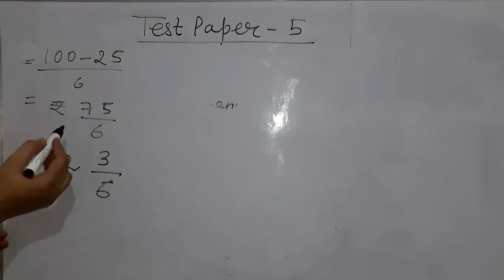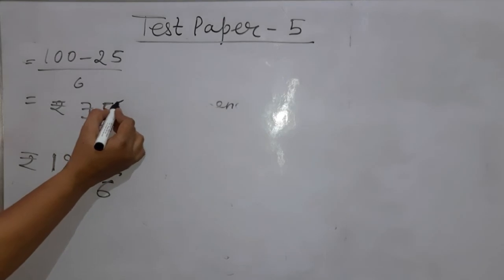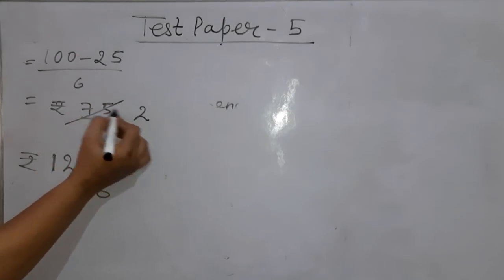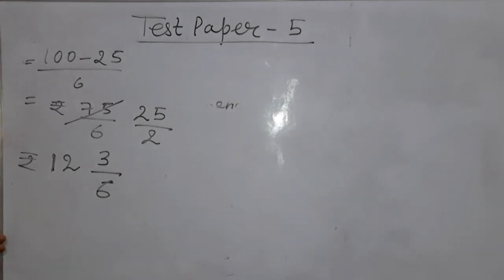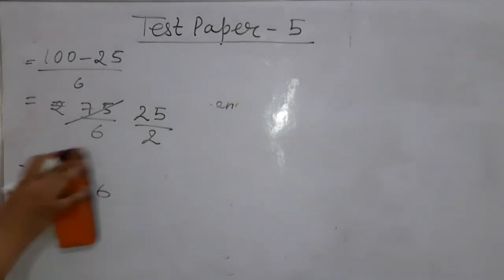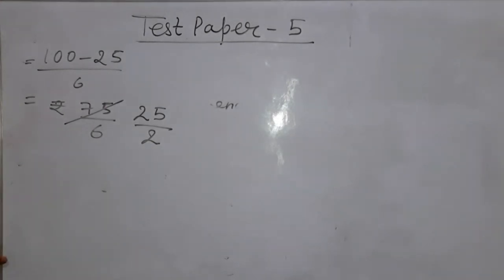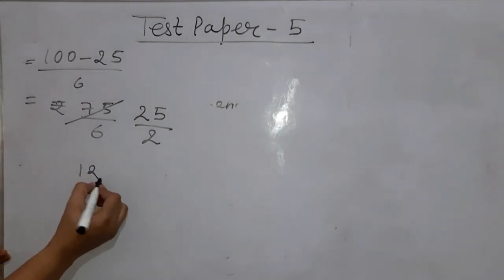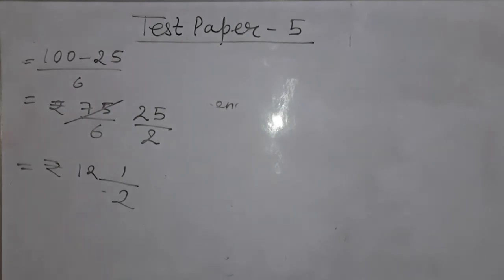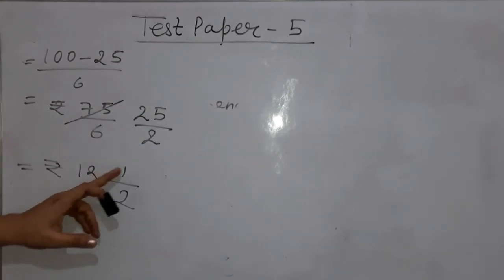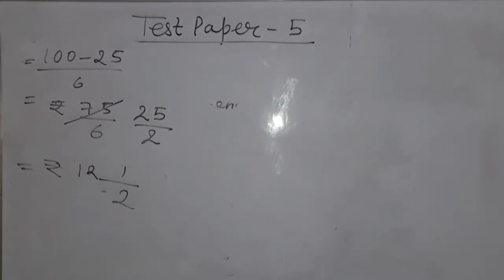Yes, as you all can see, we can reduce it. So firstly I will reduce it. 3 twos are 6, 3 fives are 15, and then 3 twos are 6. So the final answer will change now because it can be reduced. So 25 upon 2 can be written as rupees 12 1 upon 2, because 2 12s are 24, 24 plus 1 is 25.